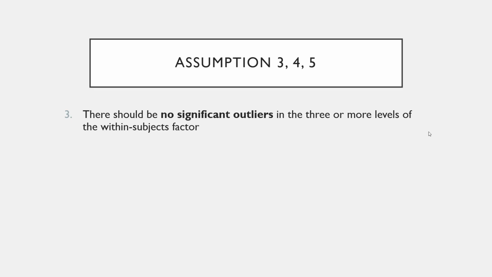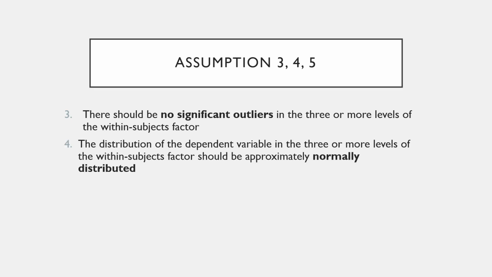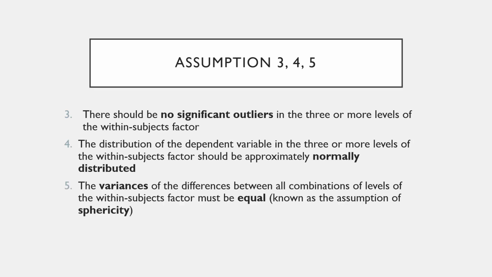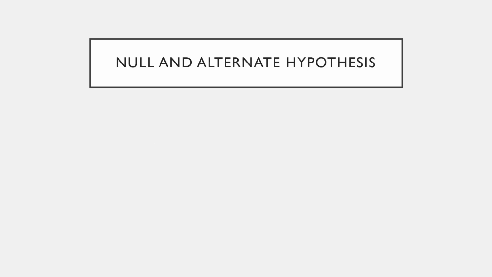Okay, assumptions 3, 4, and 5. 3, there should be no significant outliers in 3 or more levels of the within subjects factor. 4, the distribution of the dependent variable in the 3 or more levels of the within subjects factor should be approximately normally distributed. And 5, the variances of the differences between all combinations of levels of the within subject factor must be equal. This is known as the assumption of sphericity. These are all going to be tested by SPSS.